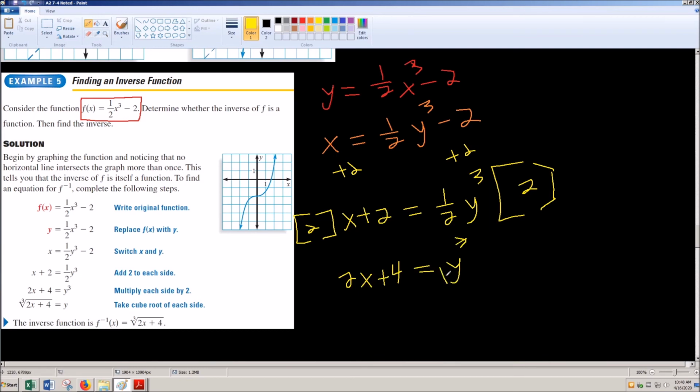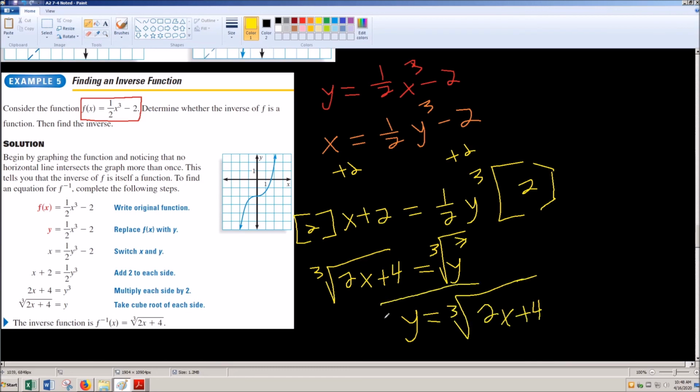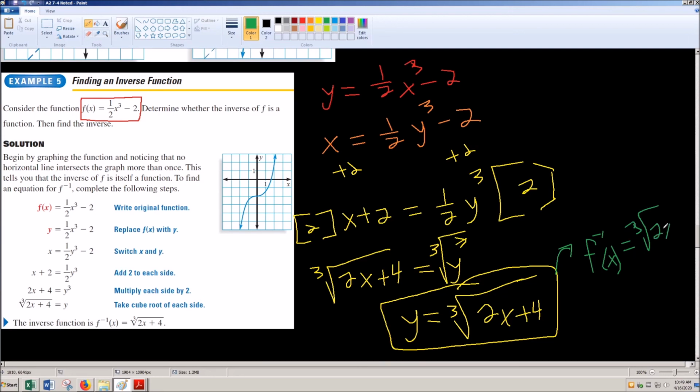As my last step here, I'm going to take my cube root. So I'll take the cube root over here. And so now for my final answer, I get y equals the cube root of 2x plus 4. This is all underneath my cube root sign here. So this is my final answer. If I wanted to switch back to my f of x notation, I would represent it as f inverse x equals, and then I have my cube root of 2x plus 4. So we just want to make sure our radical sign extends over everything here. And we're good to go.